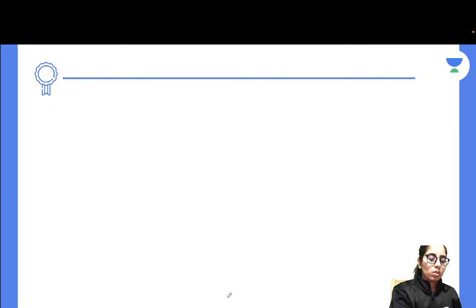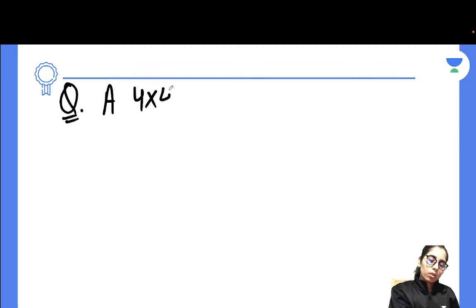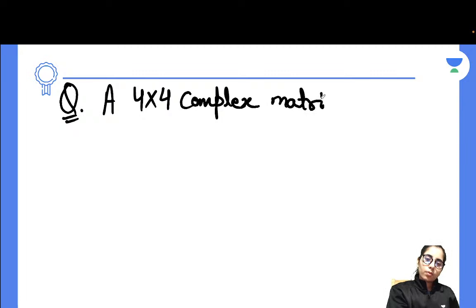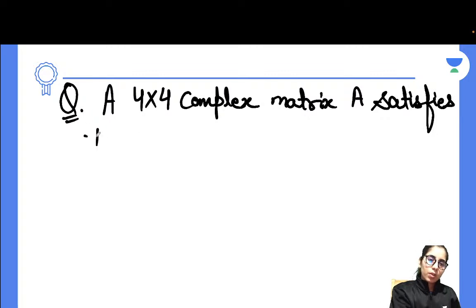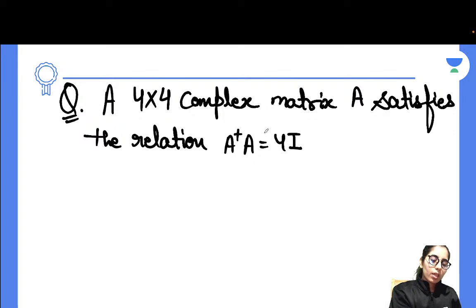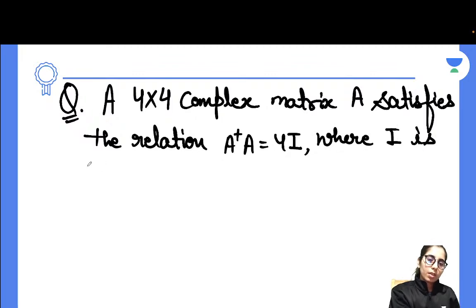Here's the next question. I'm just going to write it. A 4 by 4 complex matrix A satisfies the relation A dagger A is equal to 4I, where I is the 4 by 4 order identity matrix.